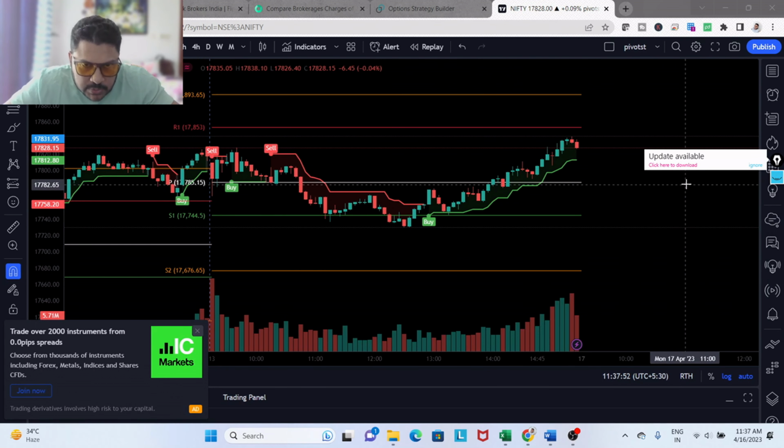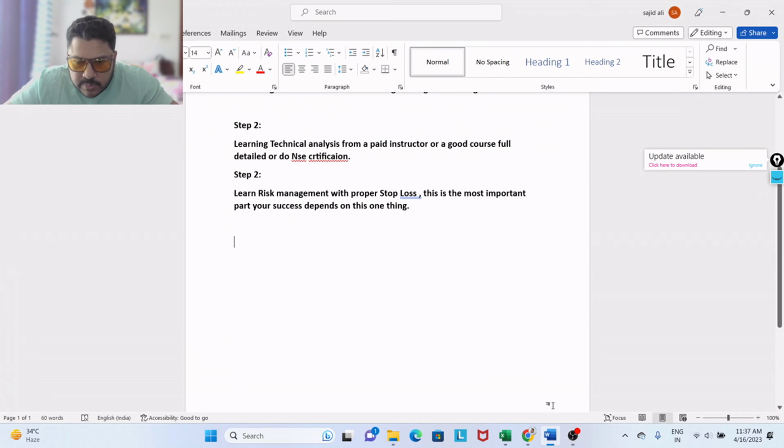There is no rush for you to immediately trade. Saving the money is the most important factor. Okay, step 3 was our risk management with proper stop loss. This is the most important thing, because even if you lose 10 trades out of your 20 trades, and 10 trades have proper 1:3 risk to reward, then you are sorted.